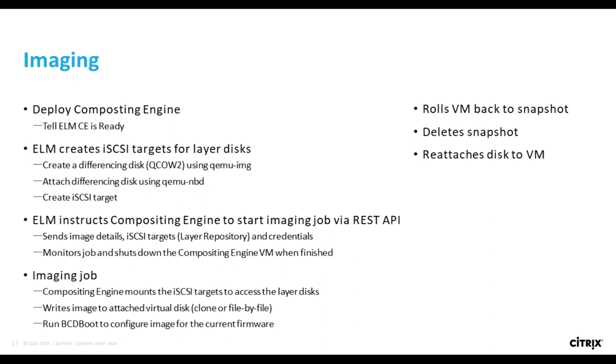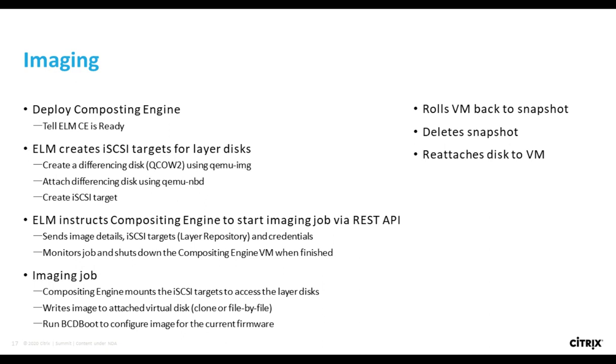We deploy the compositing engine, and then the compositing engine lets the appliance know that it's ready. The appliance will create any iSCSI targets that the CE engine needs to access to create the image. So if there's 24 layers in your image, there'll be 24 targets created that can be mounted by the appliance. Then it tells the appliance to start its job. It will mount those, and then it will write those into the image layer that it's creating, which is actually sitting on the hypervisor.